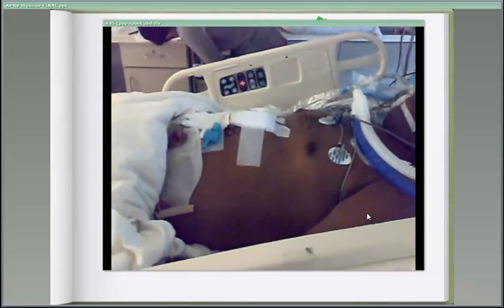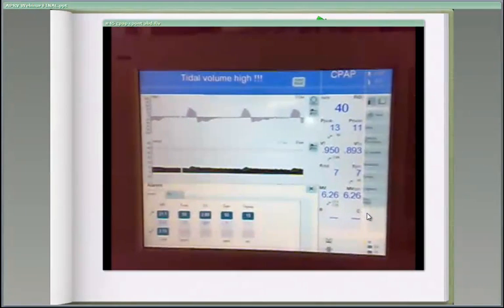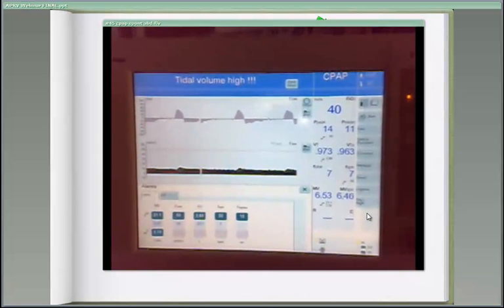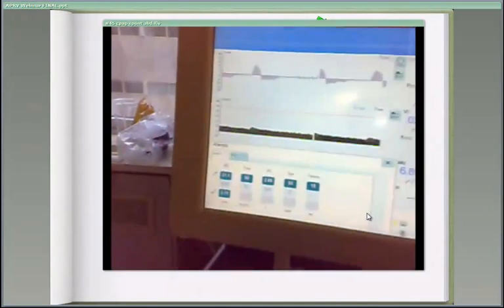And you'll see in a second here, this patient is breathing on CPAP, and actually we're about to extubate this patient. This is post-op multiple gunshot wounds, and you can see that he doesn't need a ventilator anymore.